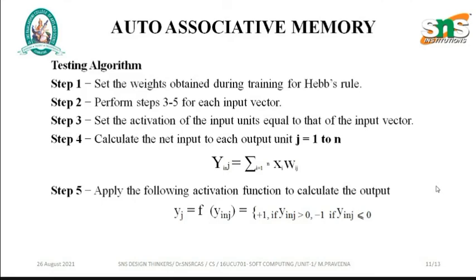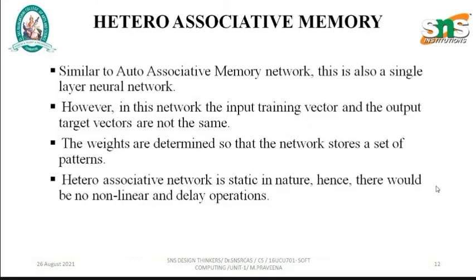Next, we apply the activation function to calculate the output. The activation function yj = f(y_in j), which is +1 if the net input is greater than 0, or -1 if the net input is less than 0. Next, let us see the hetero associative memory.